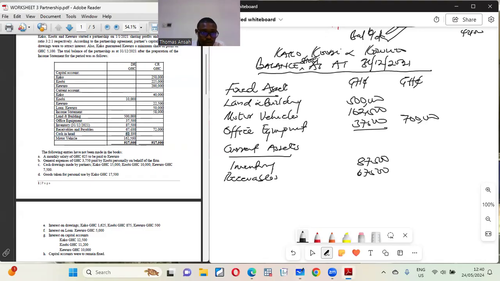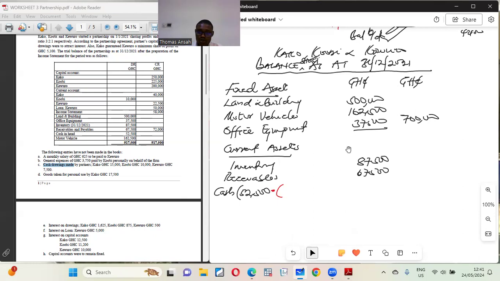Cash in hand is a debit, so we can add that cash in hand. So here is where you need to be very, very careful. You see this cash in hand, it is 52,500. Don't forget that in the footnote where I told you things are treated twice, there is drawings of cash. So all those cash drawings that happen, you need to deduct, all right? Just as you deduct the goods drawings, I told you it is treated twice.